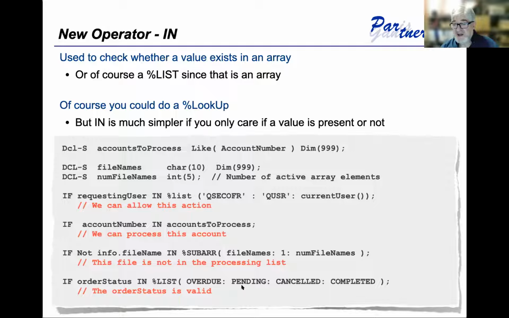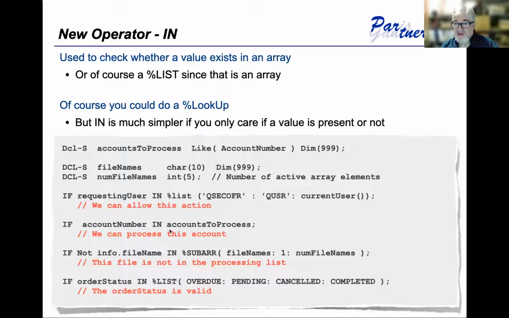And again, these are in this case named constants, but they could be field names. You could have, you know, a group of fields that represent the valid codes for a particular thing. So if I've got account to process, like account number dim999, I've got file names, which is an array, and I've got account field for the number of active array elements that are in this file names array. So I can do things like, if requesting user is in the list of secoffer, queue user, or current user, then I can do this.